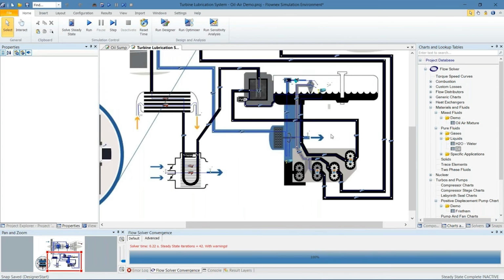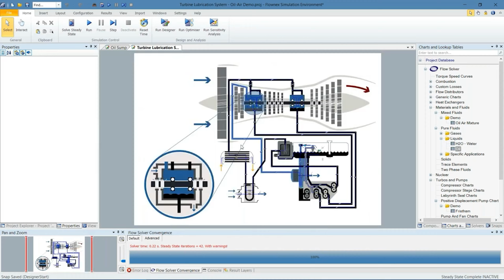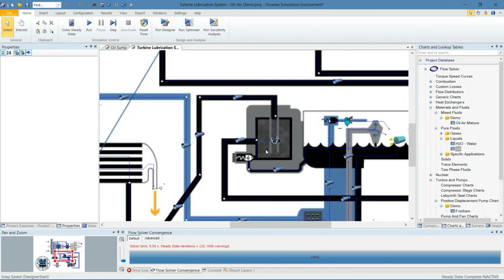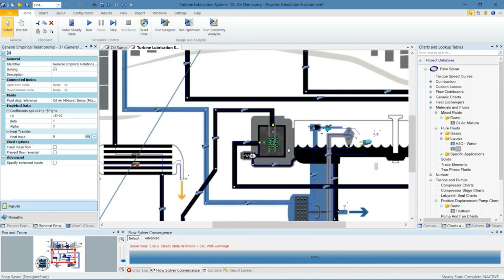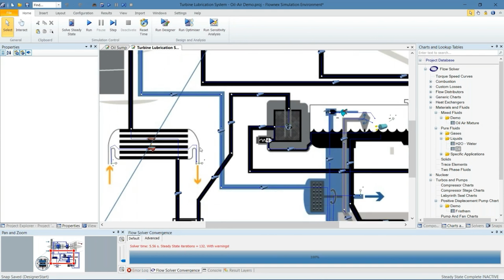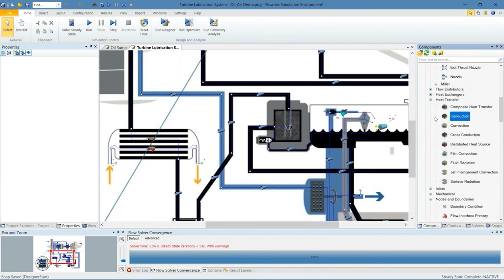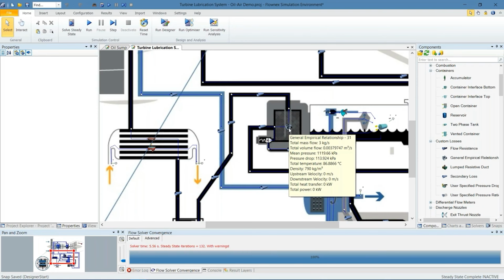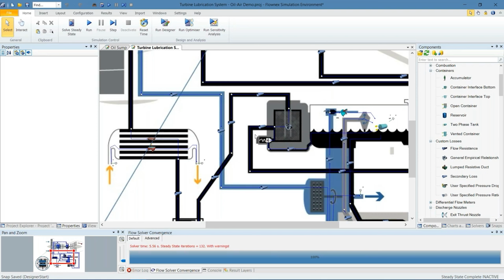Okay, so then once all of this is set up, we can go ahead and solve our network. Let me actually talk for a second on the major pressure drops. We have this oil filter over here, which I've modeled just using a general empirical relationship. You can realistically use any of the custom pressure drop components. Here I'm just using the general empirical relationship as a pressure drop coefficient.